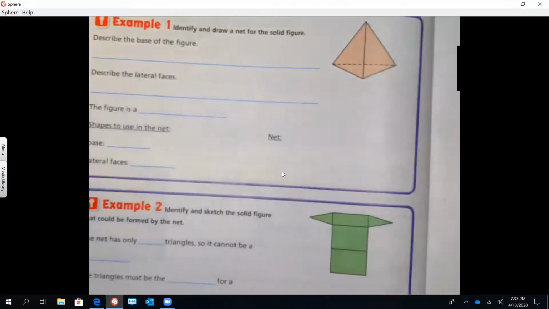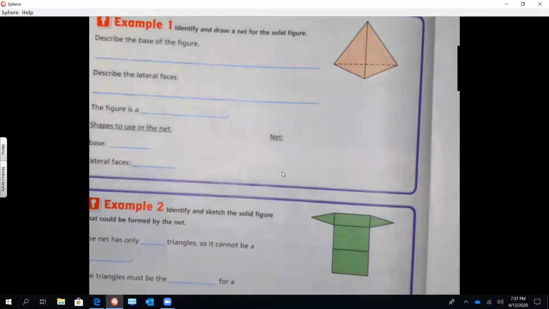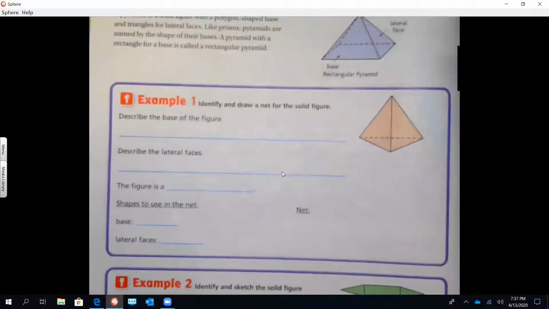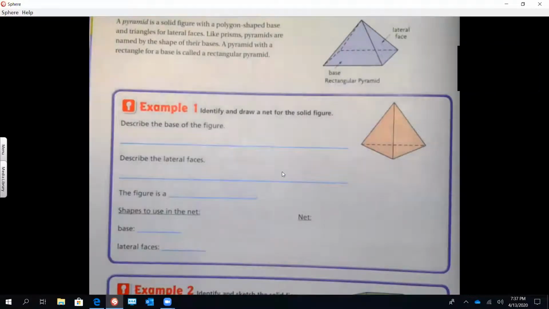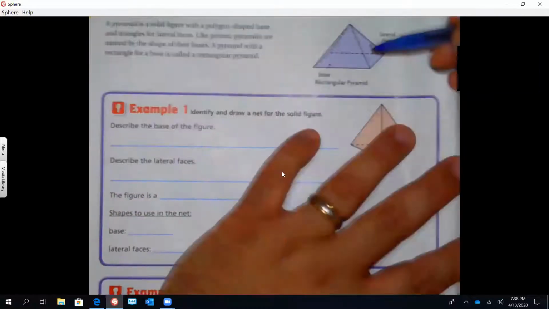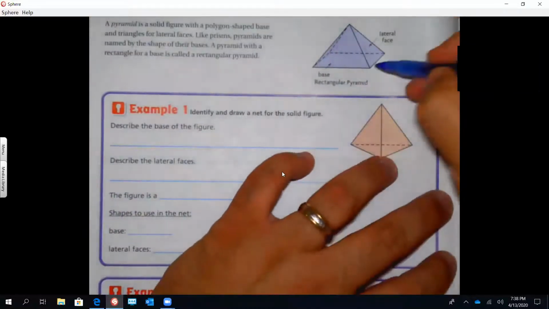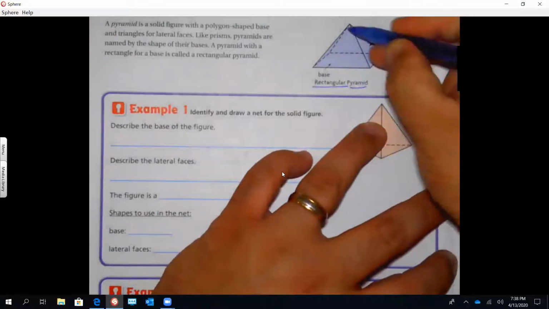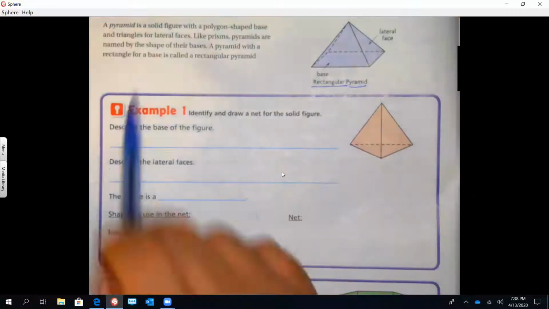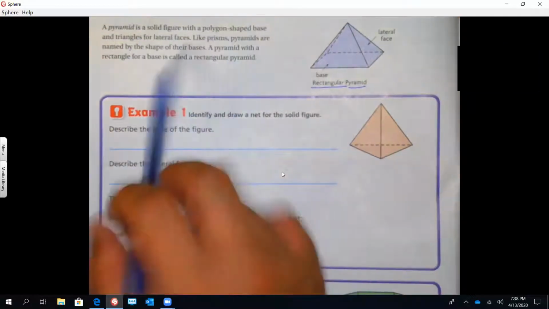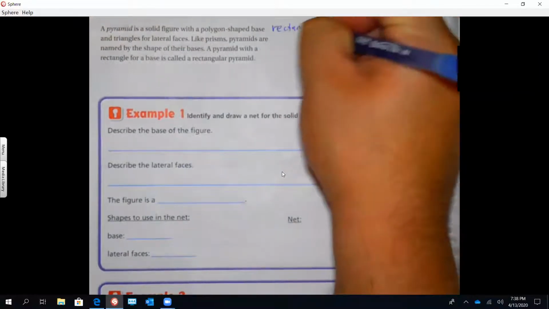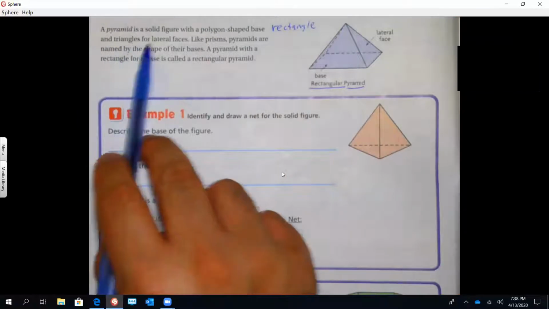And same thing for another prism. So what shape does this make? It's a rectangular pyramid. So they have triangles. And notice how this is a triangle, but the base is a rectangle. So it's a rectangular pyramid. So a pyramid is a solid figure with a polygon-shaped base. So the polygon-shaped base is a rectangle. And the triangles are lateral faces.